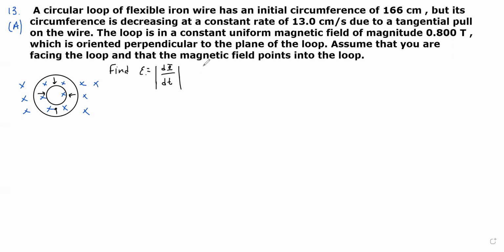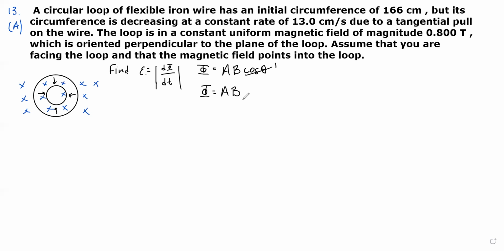So let's define the flux. The flux is equal to the area times B times the cosine of the angle between them. This problem is nice because it says the field is perpendicular to the plane of the loop, which means the area vector and the magnetic field are parallel. So cosine of 0 goes to 1, and we just get A times B. So the flux is going to be equal to A times B.